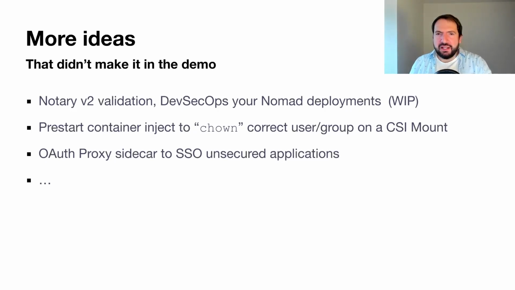Another very common scenario is, for example, if you have CSI mounts, but you need to make sure the user ID and group of that mount you just added have the correct ownership, then you can inject a pre-start container that will do this for you. Also, if you have an application that doesn't have an authentication layer in front of it, you can inject the OAuth proxy sidecar, for example, and include your unsecured application in your single sign-on ecosystem.